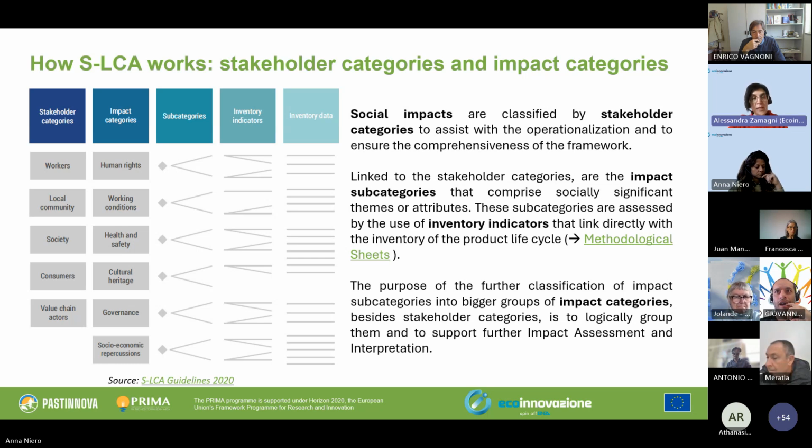Linked to these impact categories, we have another layer which is represented by subcategories that are not listed over here because they are too many. And these subcategories represent socially significant themes that are the ones that are assessed through dedicated indicators. Just to give you an example of what social subcategories might be, in relation to the stakeholder workers, examples of subcategories and social themes are fair salary, forced labor, equal opportunity or discrimination, health and safety, employment relationship, or the category of smallholders, including farmers.